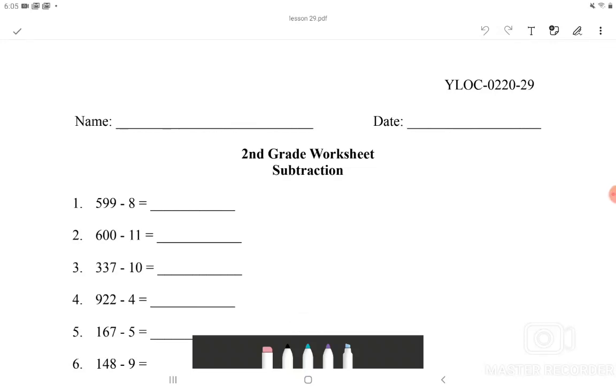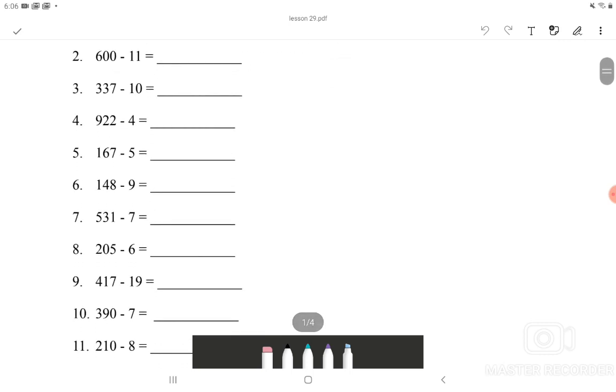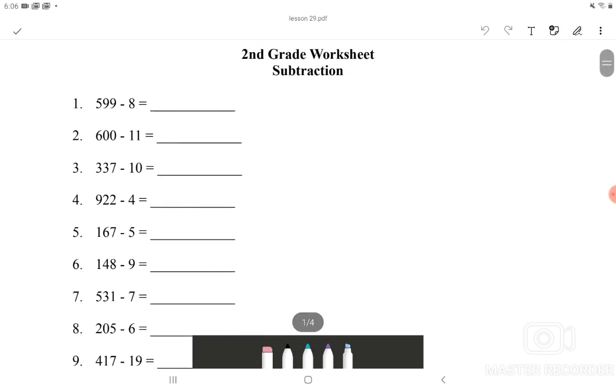This video is for 2nd grade lesson 29, and I'll be going over each section, solving some questions. The first section is called subtraction, and as it says, we're using subtraction to solve these type of problems. I'll start off with number 1, which says 599 minus 8.